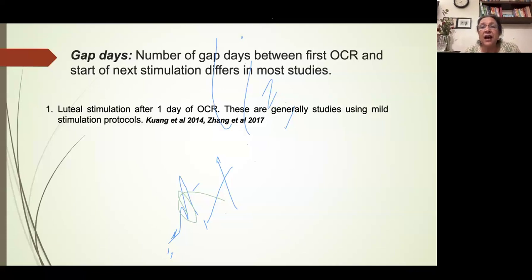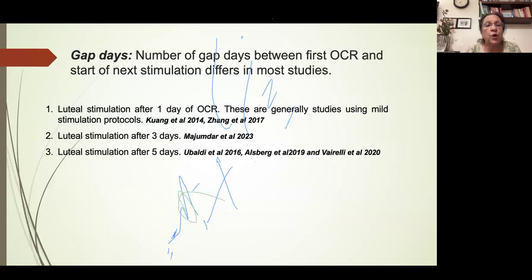So these are generally studies which have used mild stimulation protocols. But then, all of us have found that the luteal phase is 2-3 days longer than the follicular phase. After 3 days, we have done, and we looked at someone else's paper also, which was 3 days. But then we found the best was luteal stimulation after 5 days, which was in Ubaldi's paper, Alsbjerg's paper, and Vaiarelli's paper. Vaiarelli and Ubaldi are from the same team, but different clinicians.